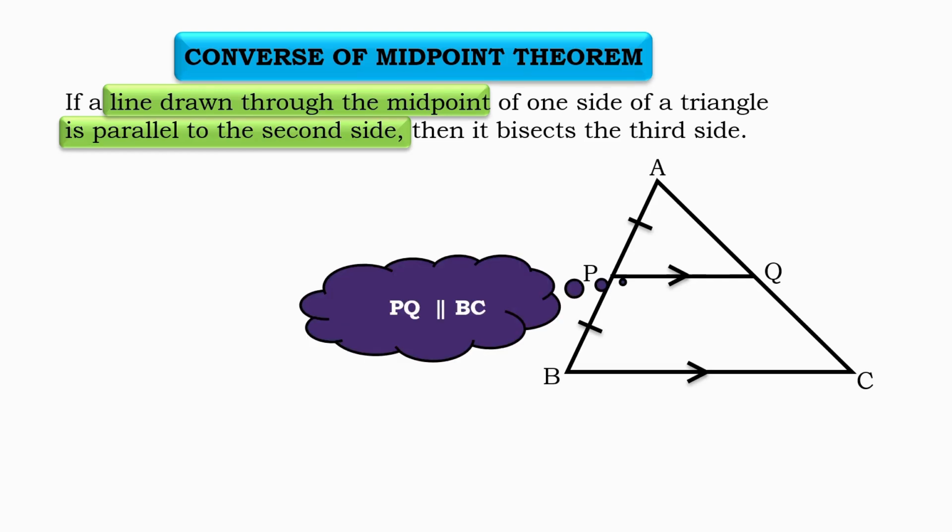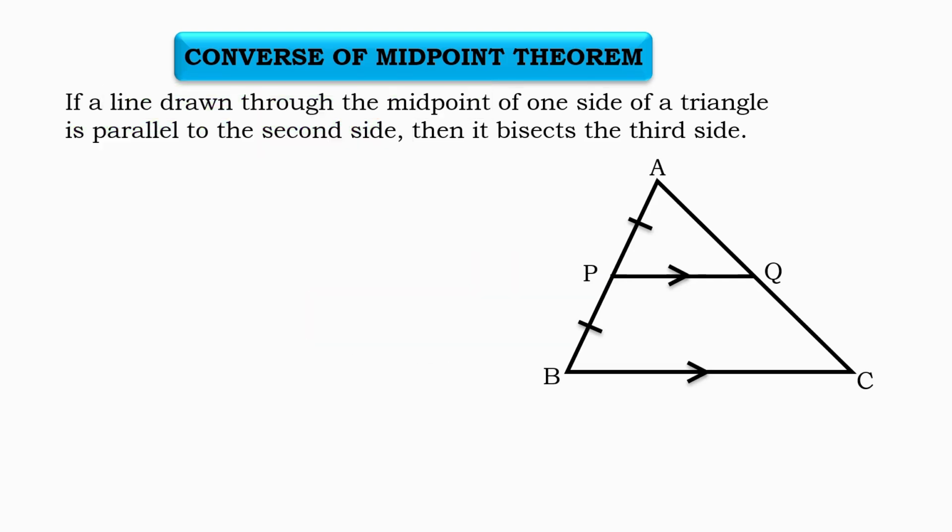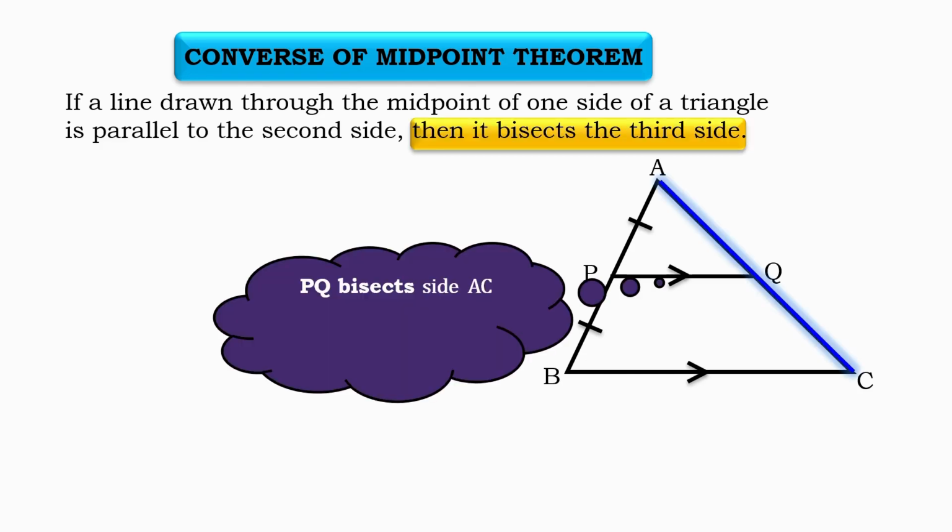Okay, so what is given is that PQ is parallel to BC over here. In the midpoint theorem, what we proved is that if P and Q are the midpoints, then PQ is parallel to BC and PQ is half of BC, right? And the converse of the midpoint theorem states that if PQ is parallel to BC, then Q should be the midpoint of AC. So P bisects side AC, meaning Q is the midpoint of side AC.